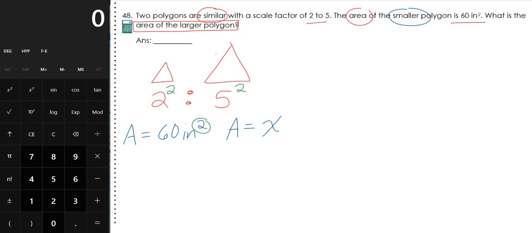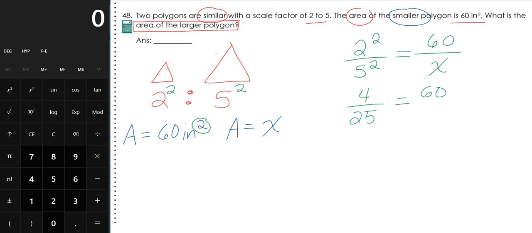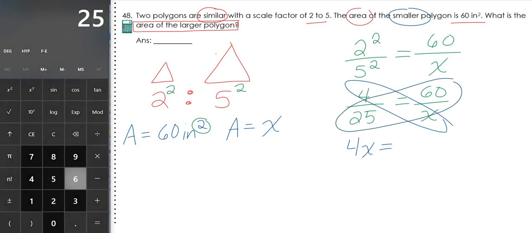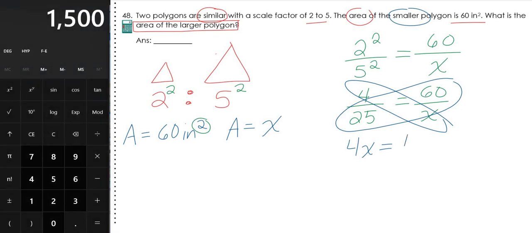Now I can set up my proportion. So I'm going to do 2 squared over 5 squared equals 60 over X. Simplify the 2 squared and the 5 squared. So 4 over 25 equals 60 over X. Now let's cross multiply. 4 times X is 4X. 25 times 60. Let's go to my calculator. 1,500.